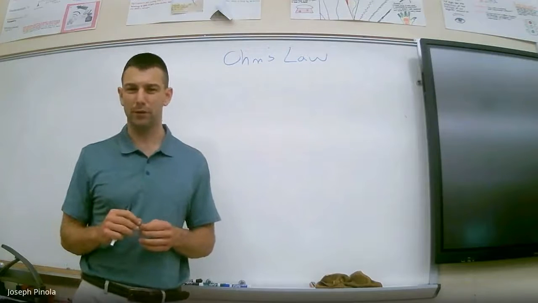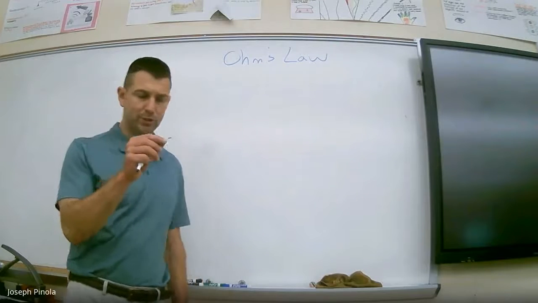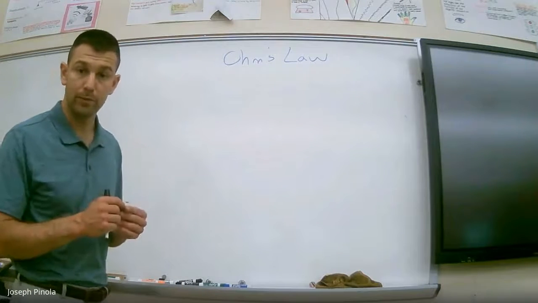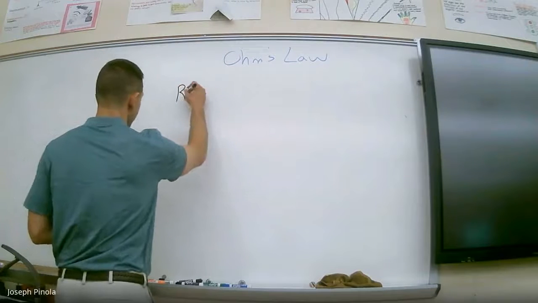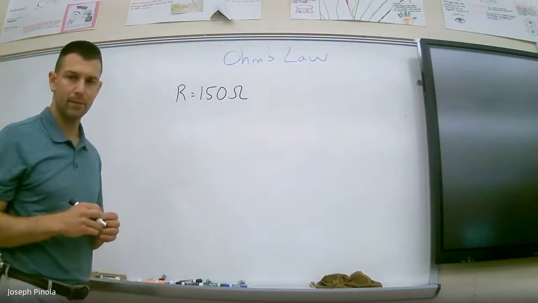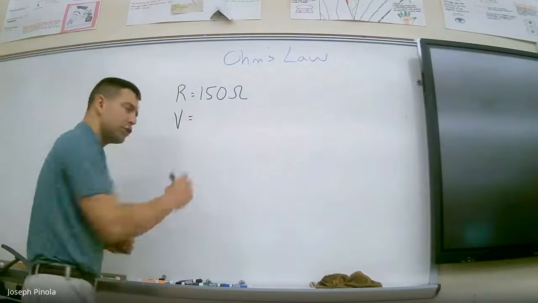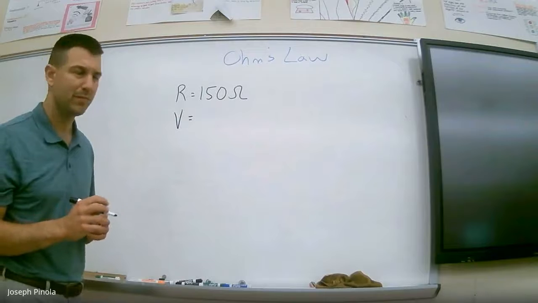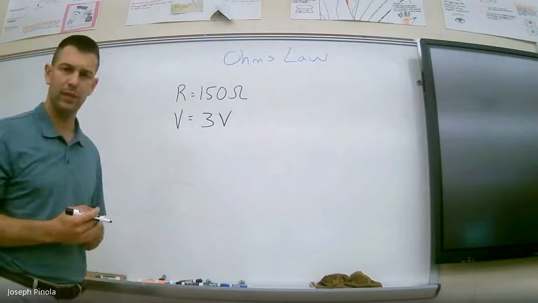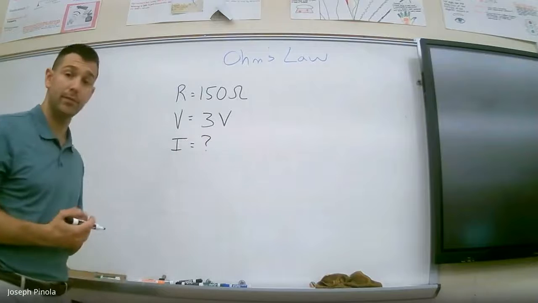Let's try another problem with Ohm's law now. I've got another resistor. This resistor is brown, green, brown, gold. That corresponds to a resistance of exactly 150 ohms. I'm going to hook this resistor up to a circuit that has only 2 batteries, not 3. That means that I will get a voltage of exactly 3 volts. If I do that, what current do you think that our ammeter is going to read?